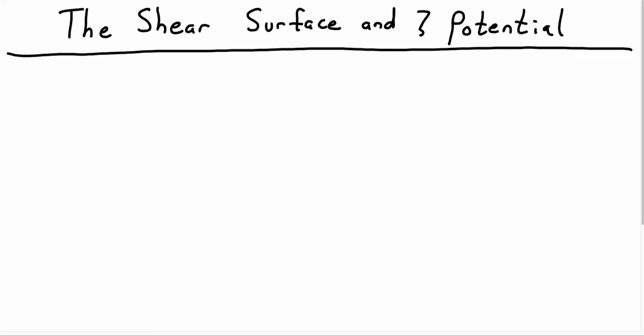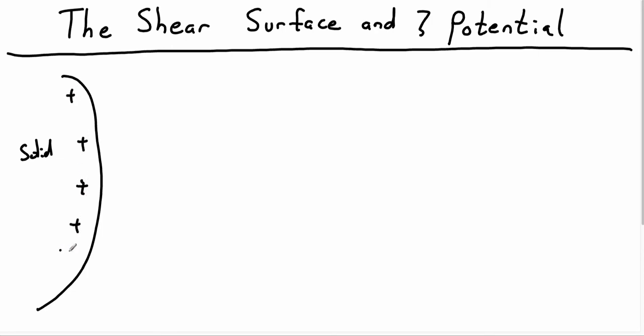Let's discuss the shear surface of a particle, or any surface, and the zeta potential. So imagine we have a solid particle. Okay, so here's the solid, and it's got some surface potential. And imagine that it's moving through a solution such that the solution molecules are moving this way and the particle is moving this way. That means there's going to be a shear surface here.